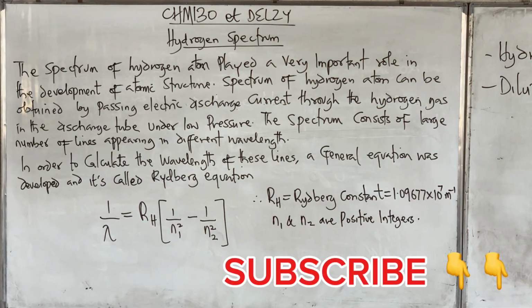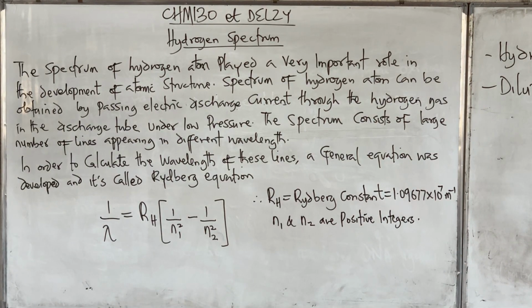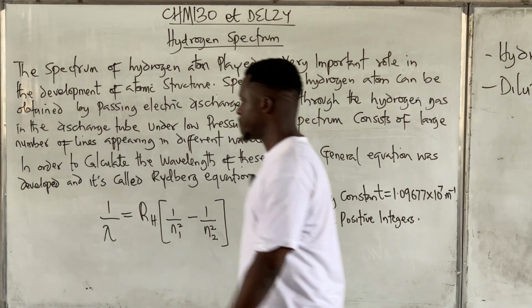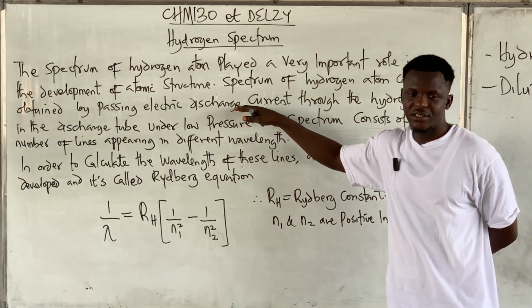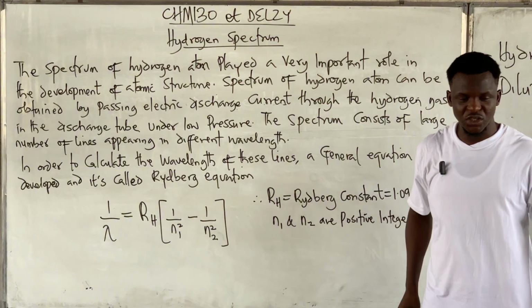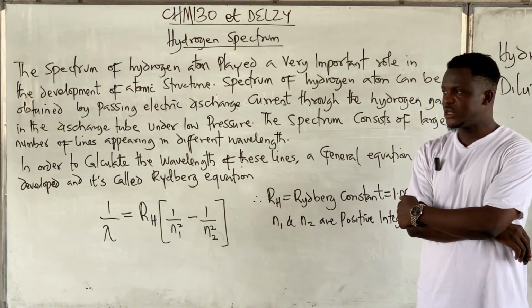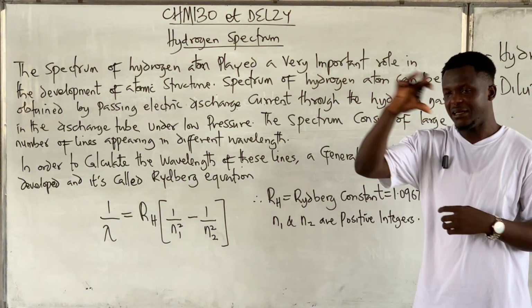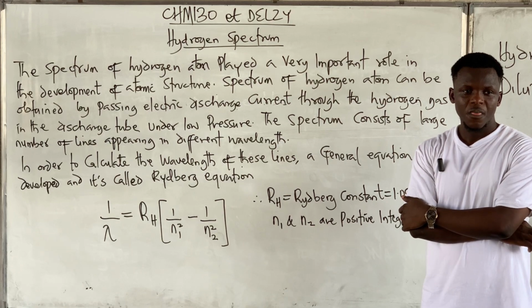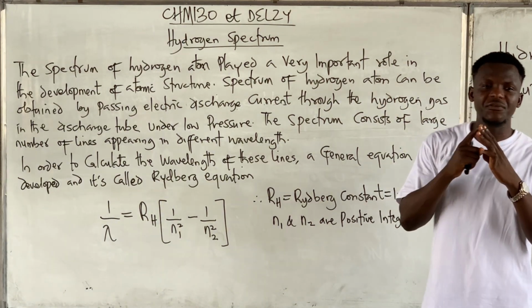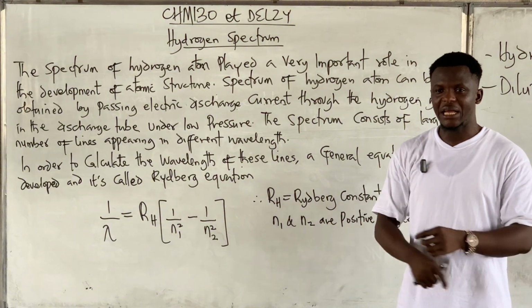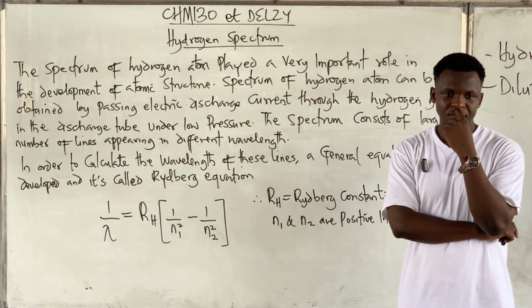Okay, class, look up. Just like I told us previously, for the atomic spectrum, when you pass electric current into a discharge tube that has hydrogen gas and display it on a screen, you're going to see lines of different colors. Every color you know on this planet has a wavelength, right?